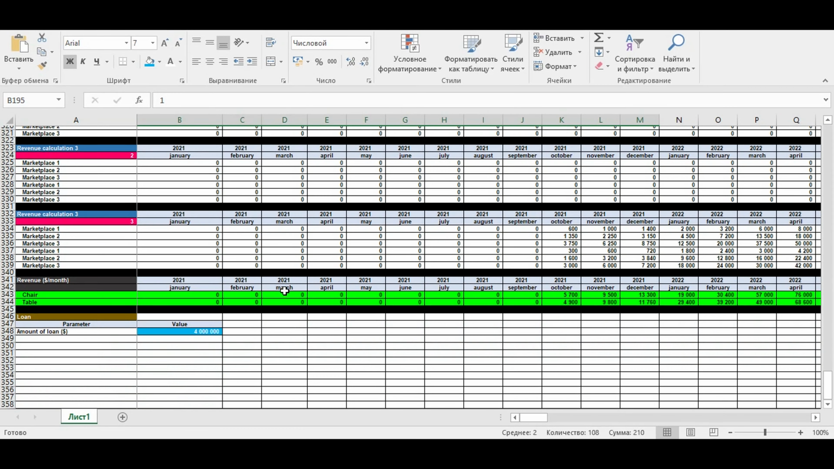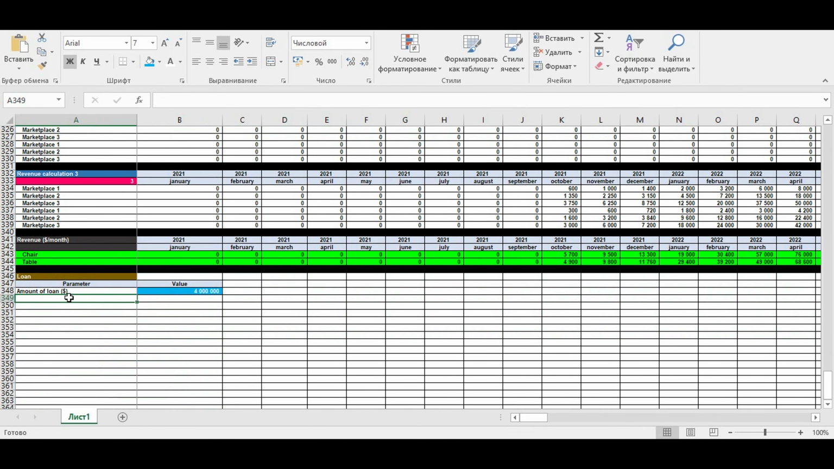So let's get back to our block of inputs. Then we type the term of the loan, in months. We will take our loan for 60 months, for example. This is also an input.